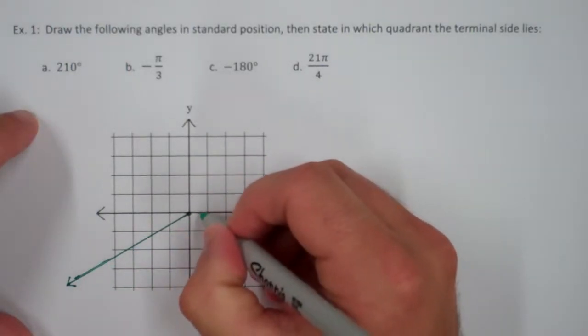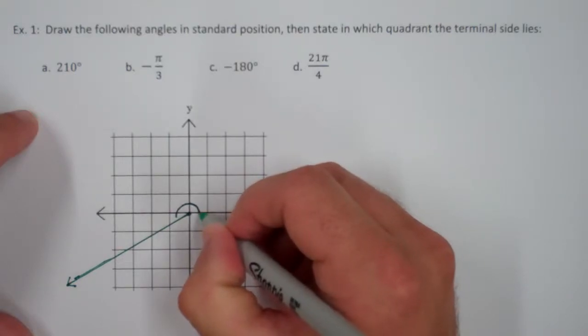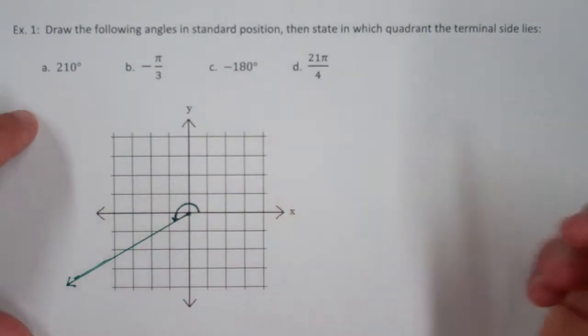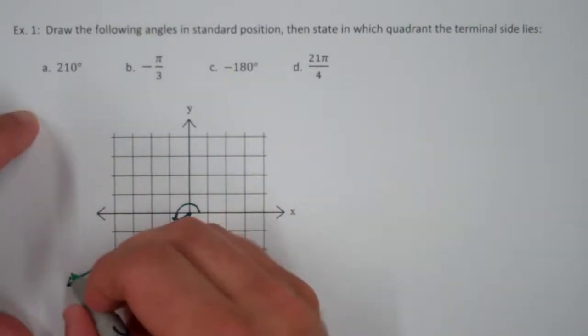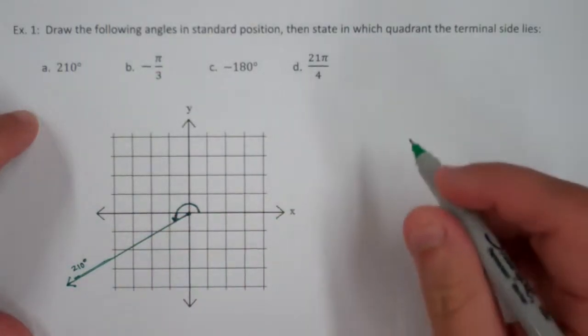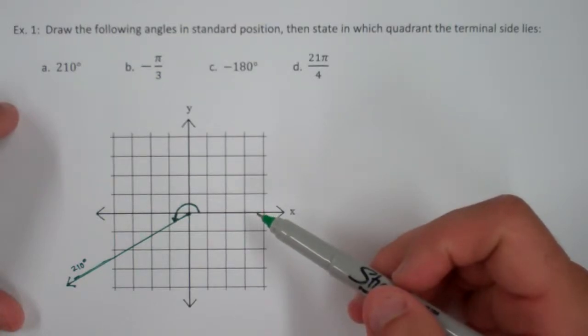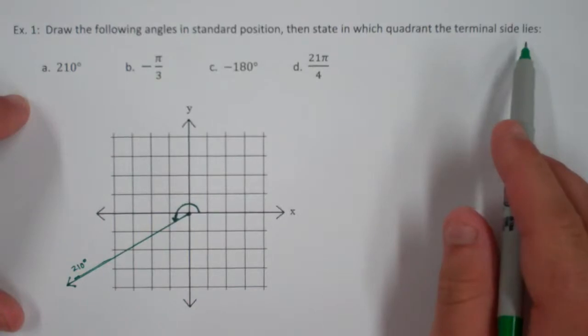We want to indicate the direction of rotation, so we would usually just start here at the positive x-axis where the initial side is, and then follow along in that counterclockwise or positive direction. And you can label this as just A here or 210 degrees. That would be fine, just some way to reference that you're doing the first one. So A, 210 degrees is right there, and then it says then state in which quadrant the terminal side lies.